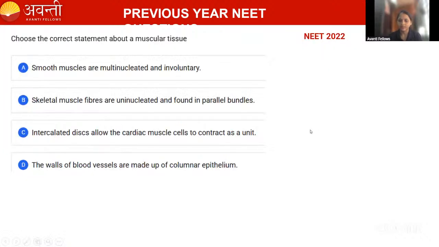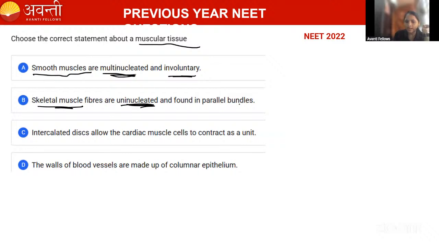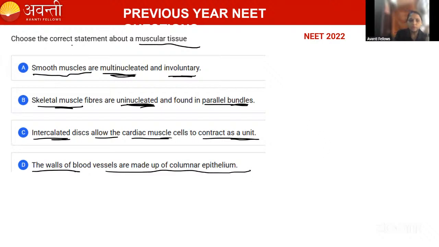Okay, fine. So choose the correct statement about the muscular tissue. The smooth muscles are multinucleated and involuntary. Skeletal muscle fibers are uninucleated and in parallel bundles. Intercalated disc allows the cardiac muscle cells to contract as a unit. The walls of the blood vessels are made up of the columnar epithelium. You have to choose the correct one. If you eliminate the wrong ones, obviously you will get the correct answer.